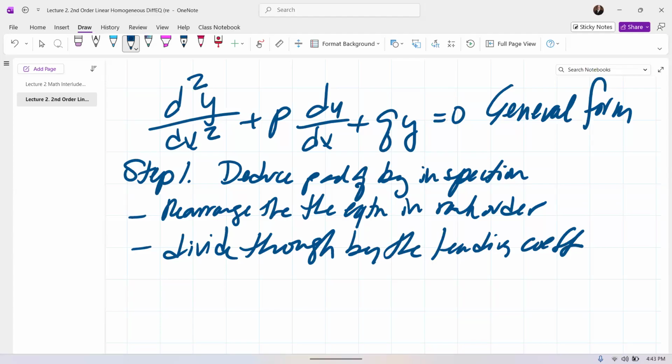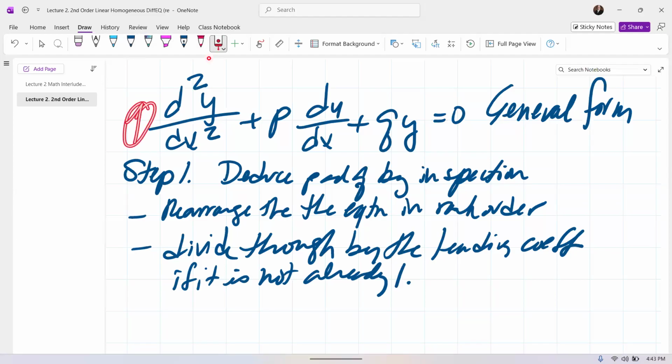If it is not already 1. So in other words, the coefficient right here should be a 1. This doesn't have anything there, so it's understood that it is multiplied by 1, so that's all set. But if there were a number here, like maybe 3 or whatever, you would simply divide out by it to make sure that everything is 1.